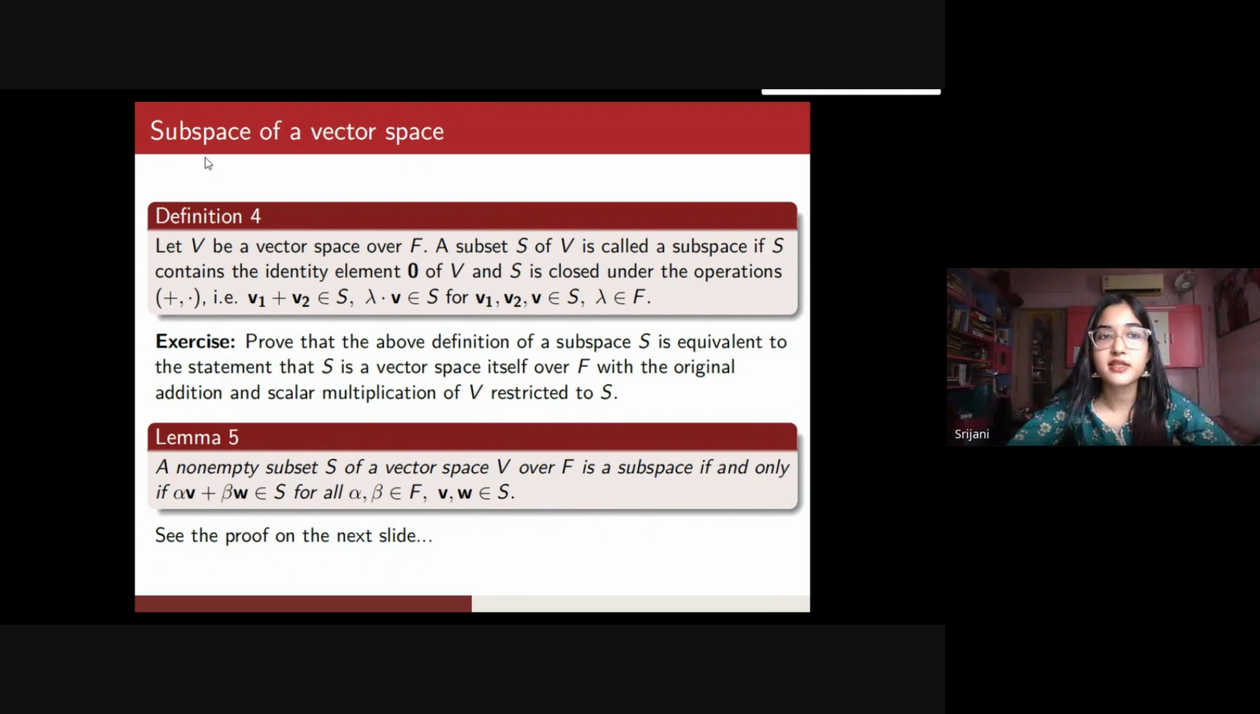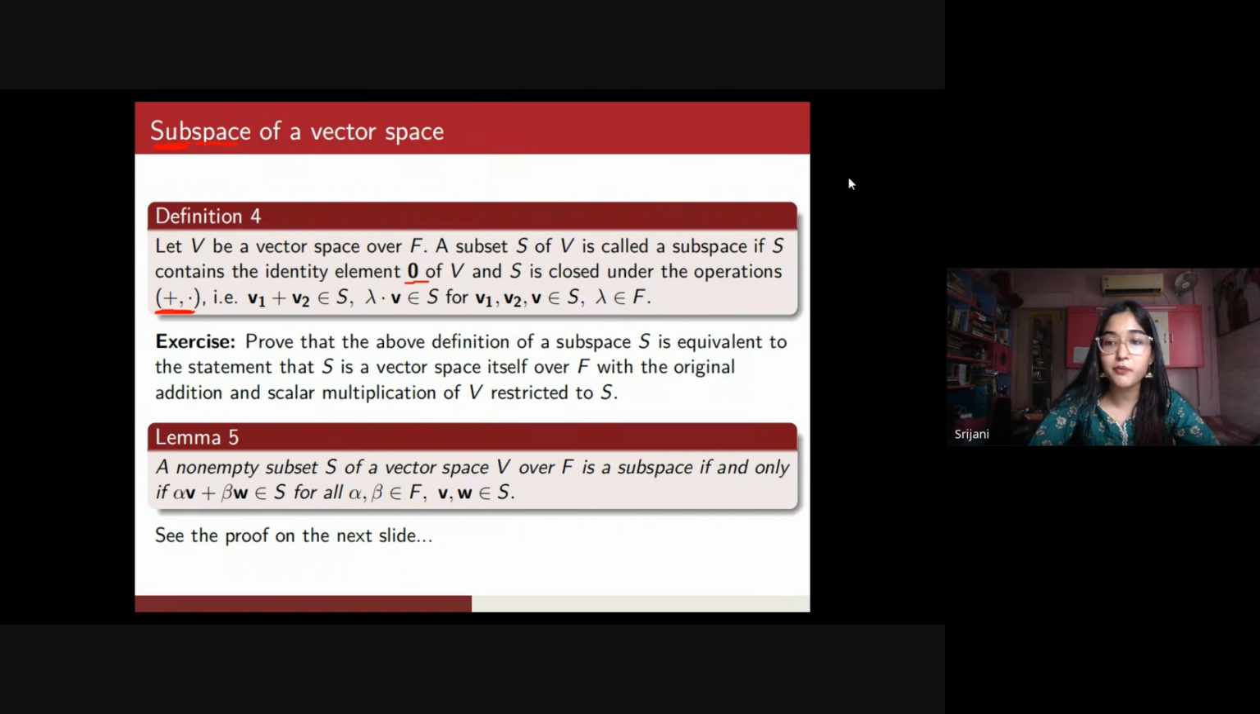Now, a new concept: subspace. The name suggests it is a subset of something. Of what? Of a vector space, which itself forms a vector space. Formally defining, a subset of a vector space is called a subspace if it contains the 0 element and it is closed under the operations plus and dot, which means v1 plus v2 is in S and lambda dot v is in S for all v1, v2 and v in S. This means we are saying that S is itself a vector space over the same field, just restricting V to S.